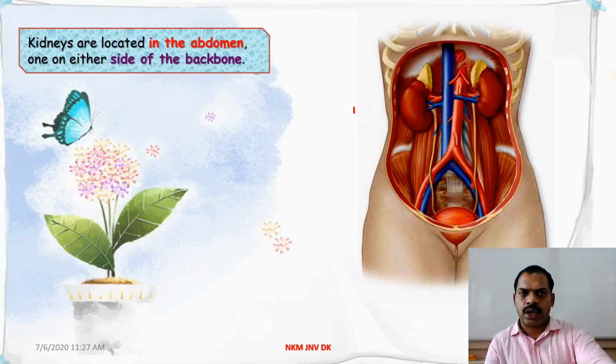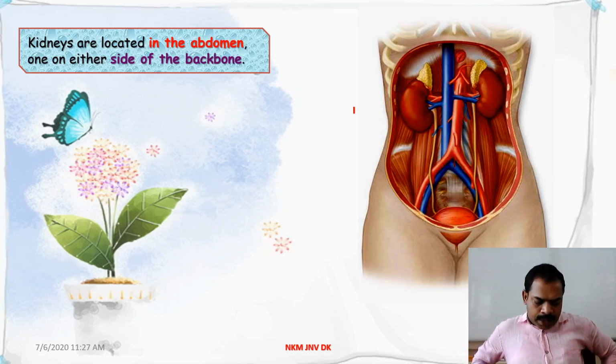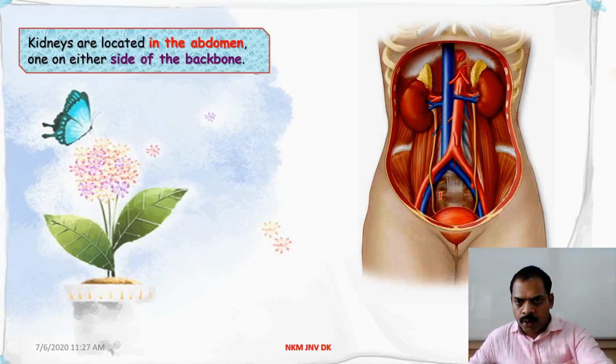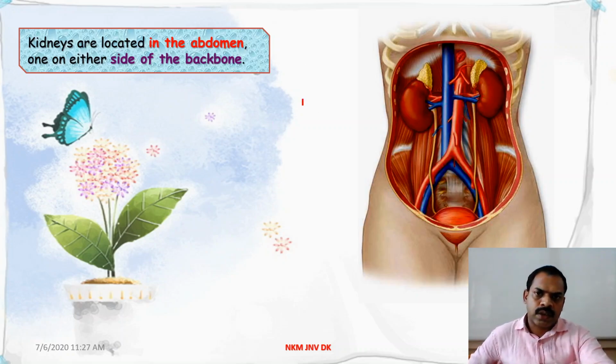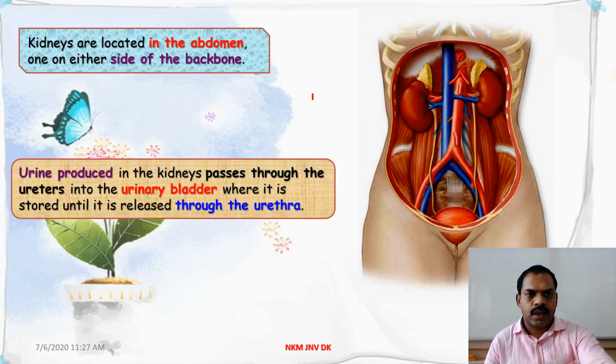The kidney is located in the abdomen, actually towards the back side, on either side of the backbone. Our vertebral column or backbone is there, and close to that, on both sides. You can see here the backbone running over here, this white color. So on both sides of it, the kidneys are located.